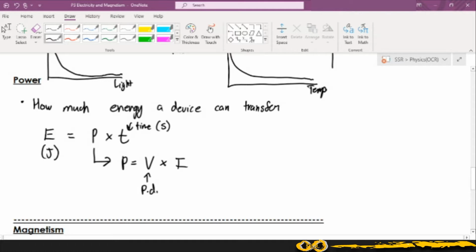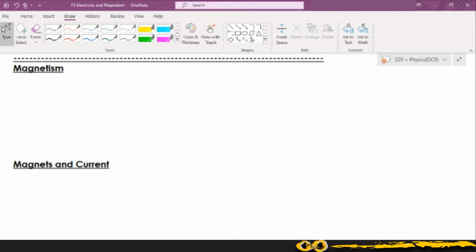Remember that V in our equations always stands for potential difference, or in old naming, voltage, and that I is the intensity of current. If you substitute Ohm's law for potential difference, then you'll find that power is also equal to the current squared multiplied by the resistance. The next topic in this section is magnetism, and we'll begin by discussing permanent magnets.